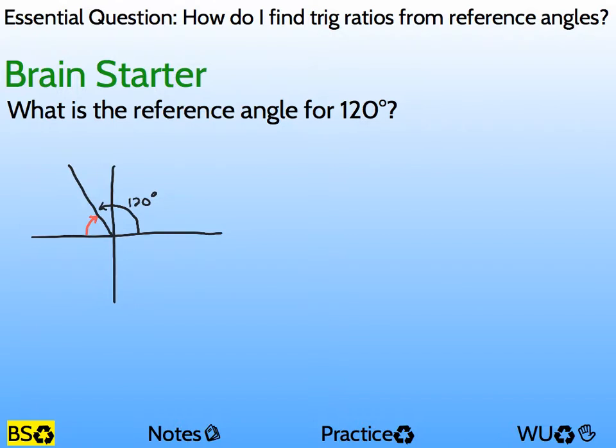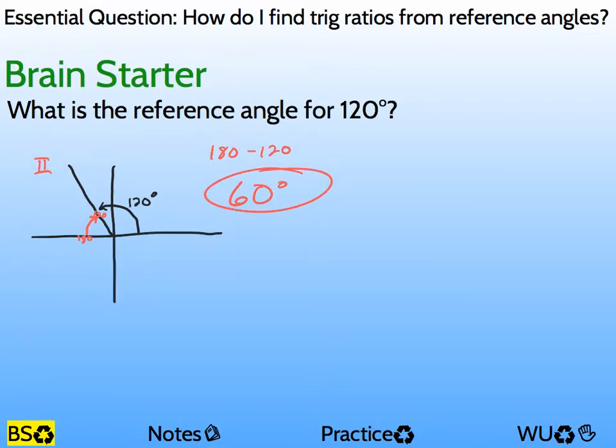Since the angle is in quadrant 2, and we're looking how far away it is from the x-axis, you can just think to yourself that if this is 180 and this is 120, well, just subtract 180 minus 120. That'll show you how far away it is. And the answer is 60 degrees.